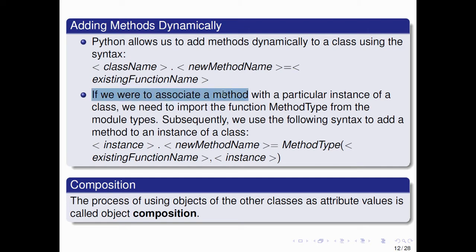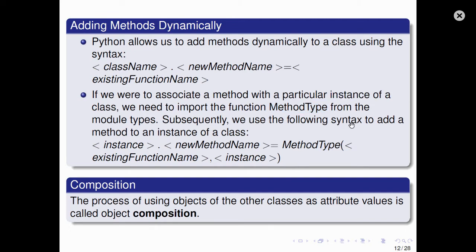If we want to associate a method, meaning a function, with a particular instance, where an instance is an object of a class, we need to import MethodType from the module types. Types is a module. You can write import types. And the function is MethodType, so it has two parameters.